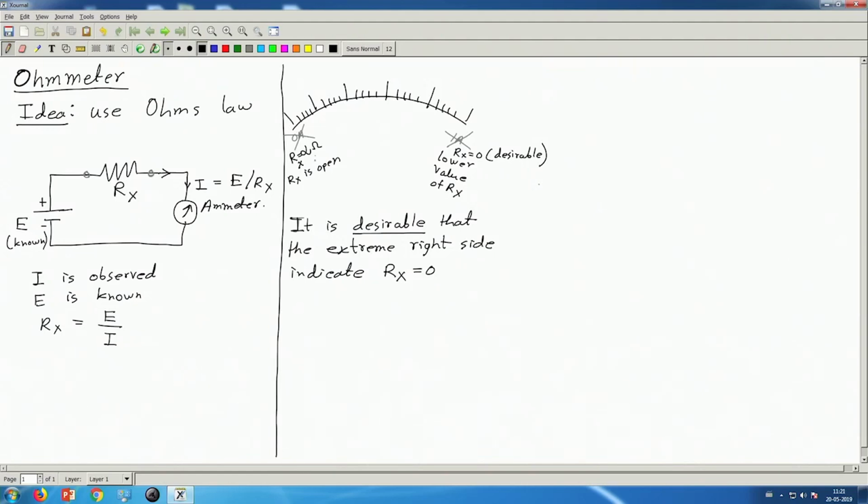Now, this side is infinite resistance, this side is 0 resistance, and all the other values will be from here to here. So Rx increases from right to left. Unlike voltmeters and ammeters, this ohm meter will have this opposite characteristic.